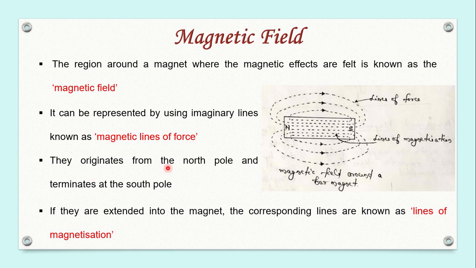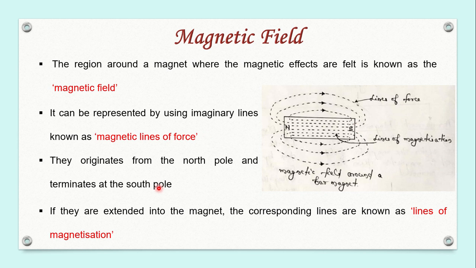And these magnetic lines of force are assumed to originate from the north pole and terminate at the south pole. So the magnetic lines of force originate from the north pole, travel towards the south pole and terminate at the south pole. There will be a number of magnetic lines of force like this, and all of them are traveling from the north pole to the south pole.